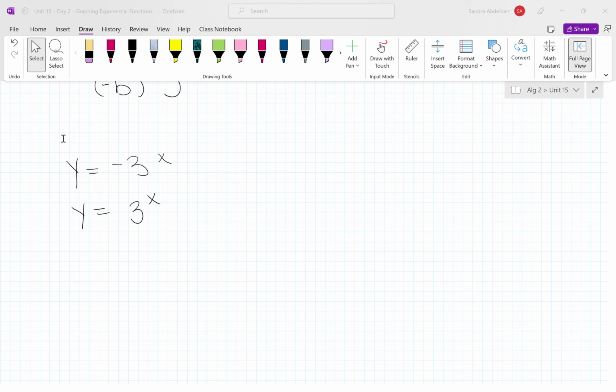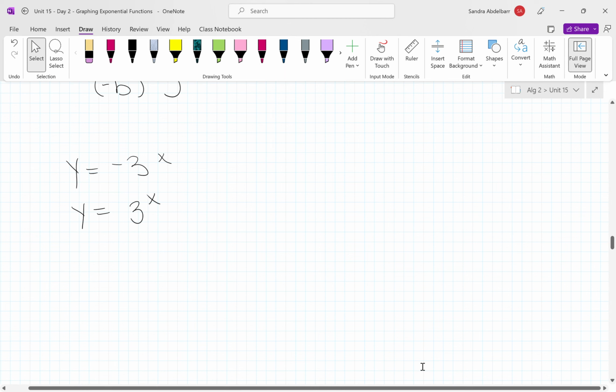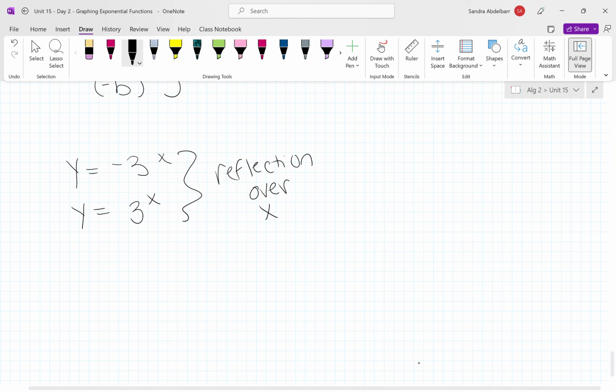All right, so why am I doing this? Let me show you something a little bit more complicated. So write this down, reflection. It was just a reflection over the x-axis.